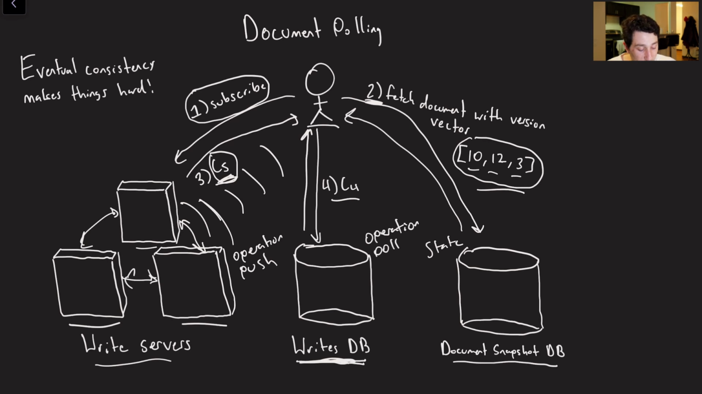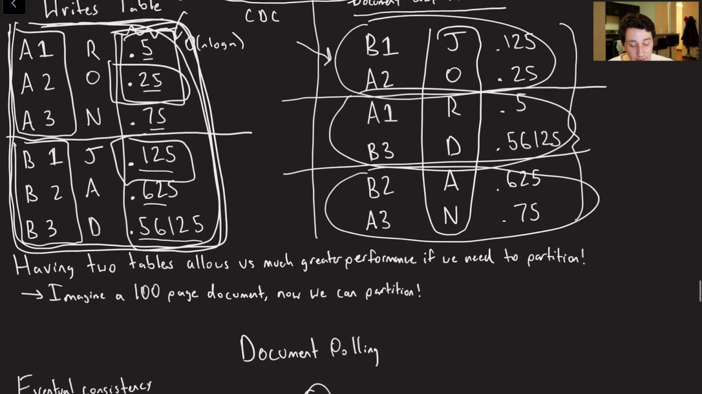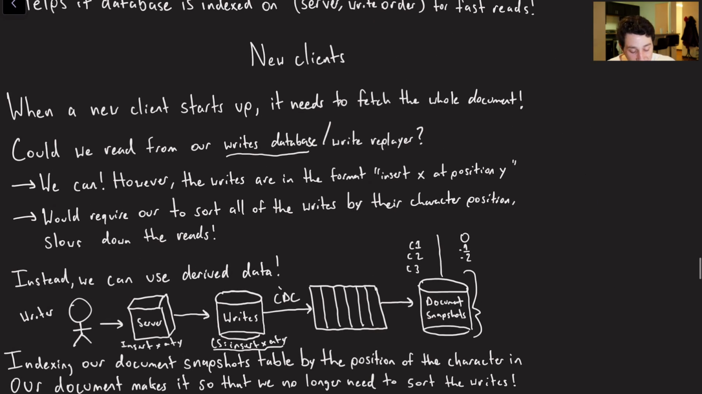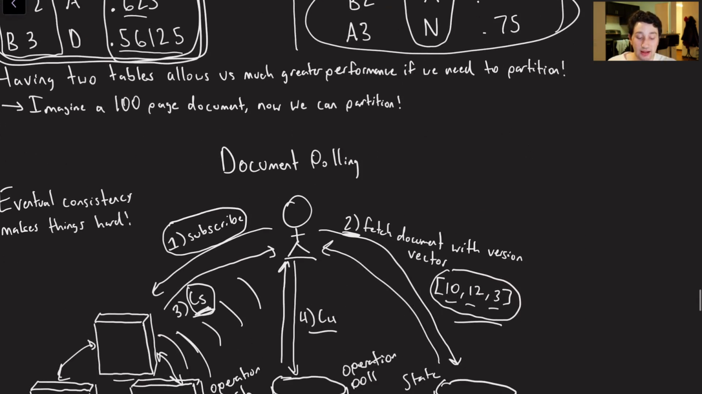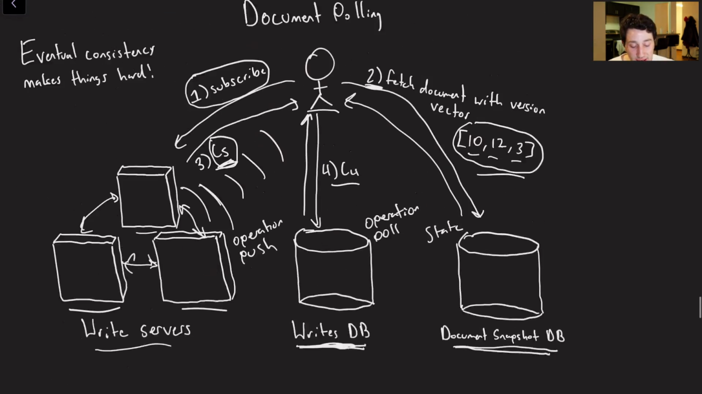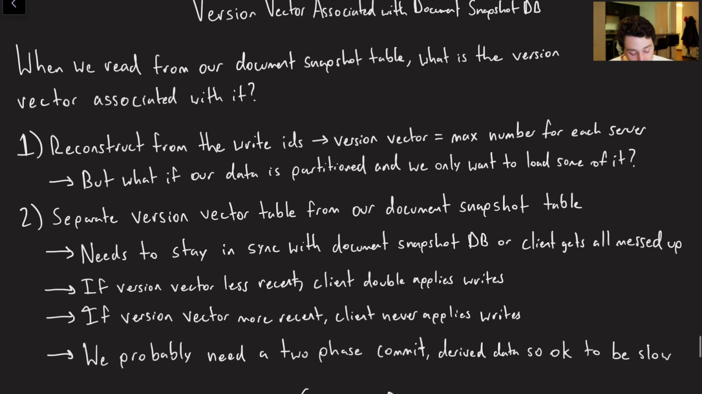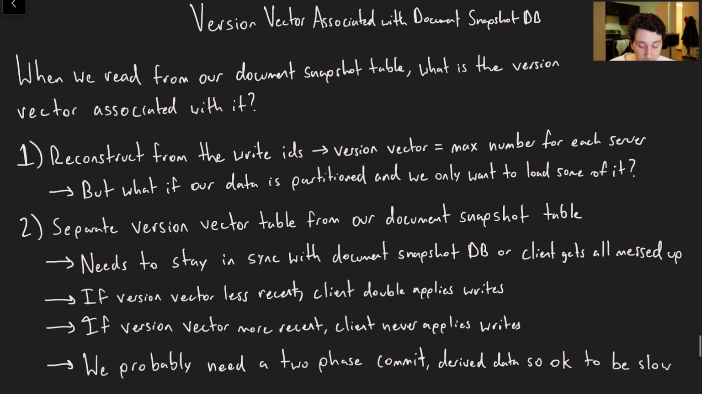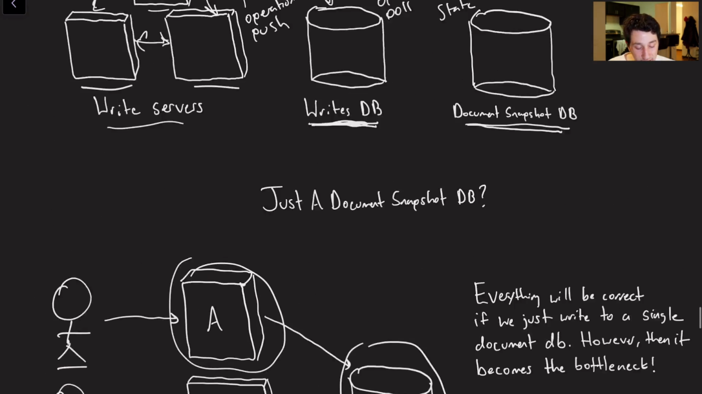And so making sure that we actually have this kind of 3-pronged system of as many servers as we want, as many write databases as we want, and then a document snapshot database. Keep in mind the document snapshot database is updated via change data capture, which means it can go as slowly as we need it to. So it's not going to become a bottleneck. We actually have a pretty robust system here.